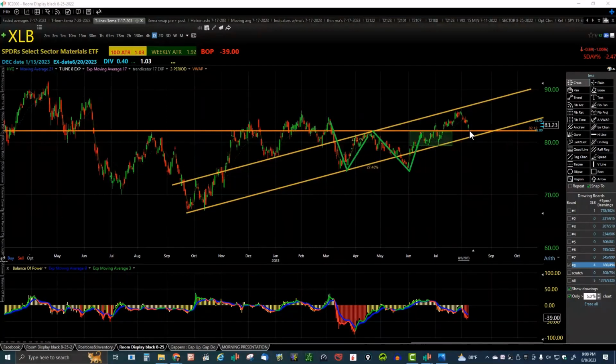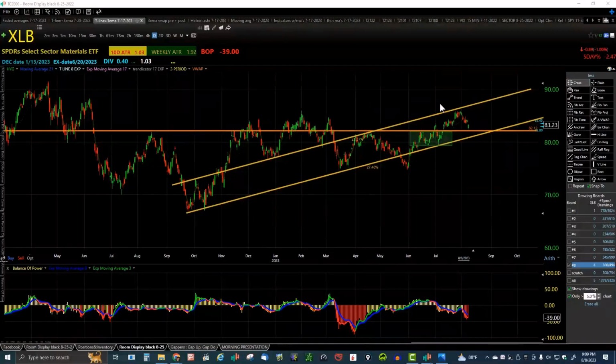Now it's coming back to test support. That'd be the top of this apex. So this is XLB. Look for stocks like FCX, Rio, maybe AA, maybe some steel, some aluminum, some copper. Look for those to continue in this uptrend right here, right after we test this 82.12 area and try to make a new high. All right, XLB. Nice bullish trend there.